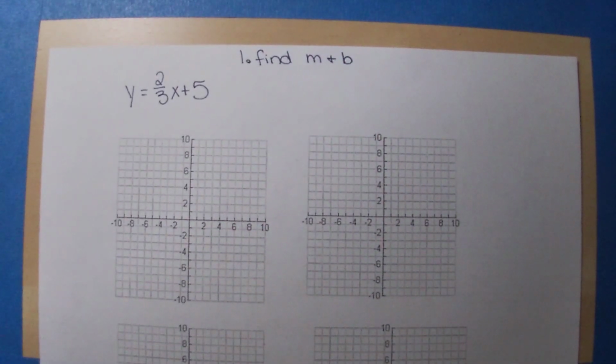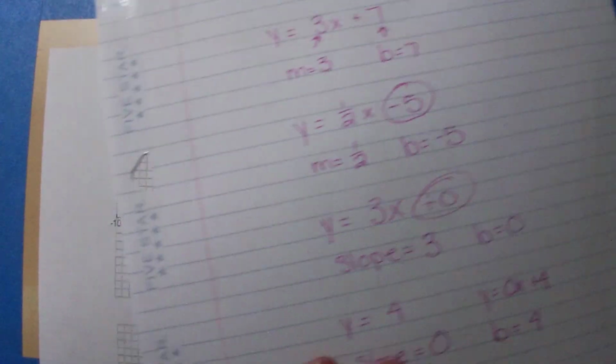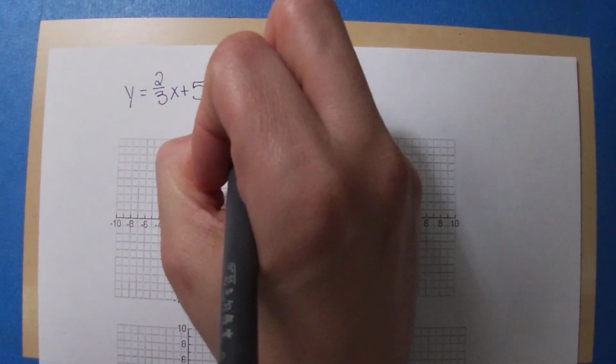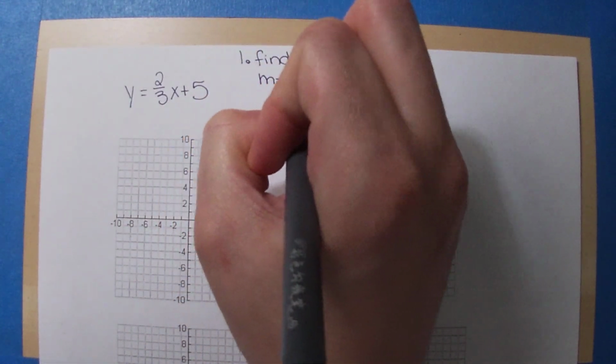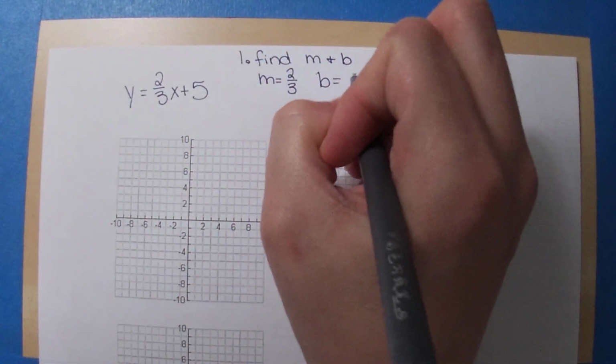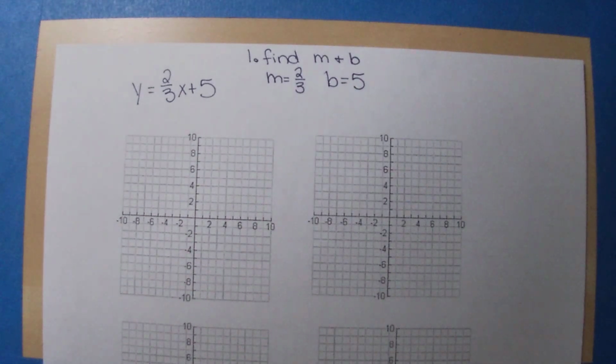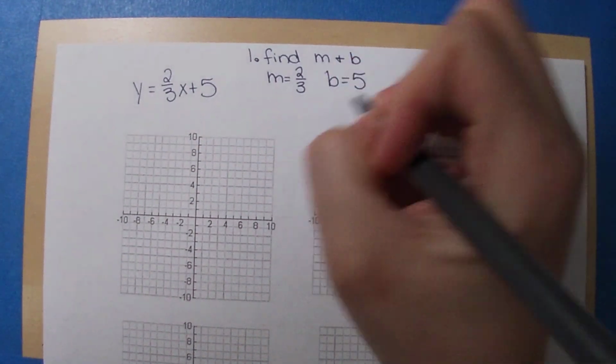Just like we were practicing, right? Just like we could find m and b over here. So my m is going to equal 2/3, and my b is going to equal 5. So I'm going to start at 5.